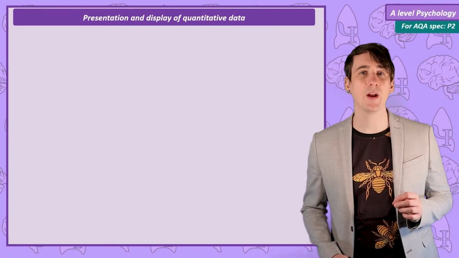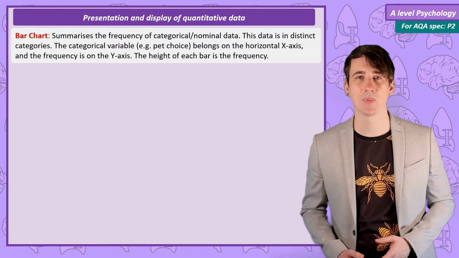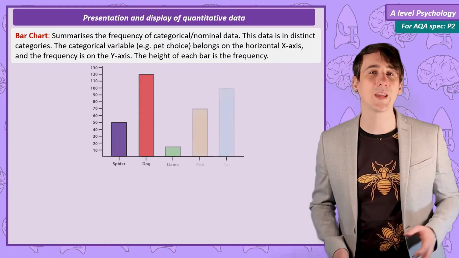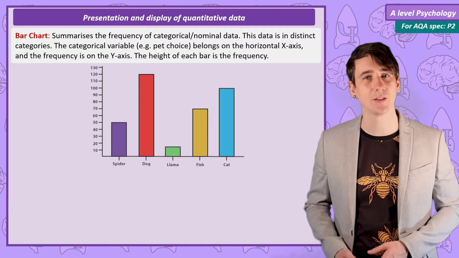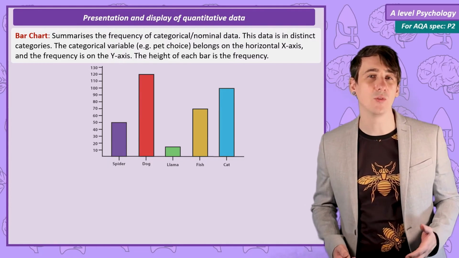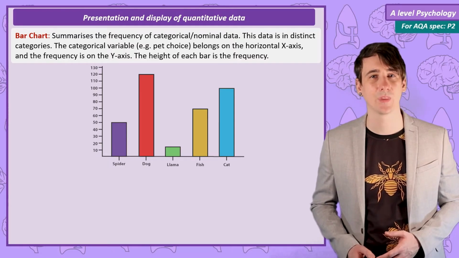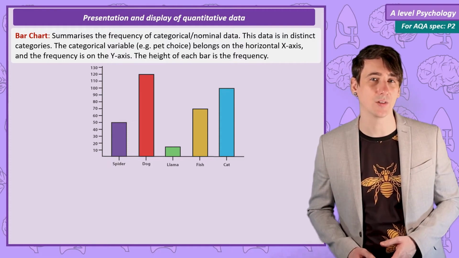Bar charts. A bar chart is used to summarize the frequency of categorical data, which is also known as nominal data. This means data in distinct categories, like favorite pet. The categorical variable is usually placed on the x or horizontal side-to-side axis, with the frequency or value on the y-axis, the vertical up and down axis. The height of the bar showing the value or frequency of that category.